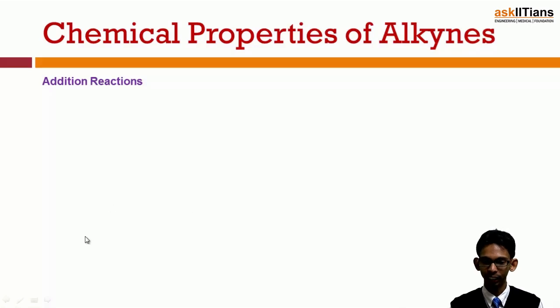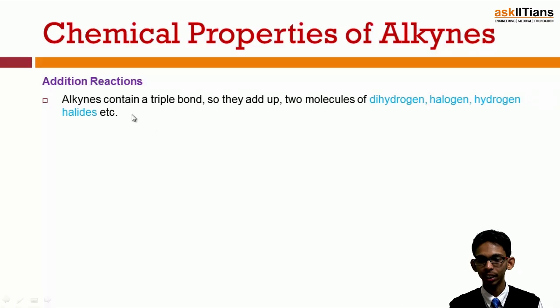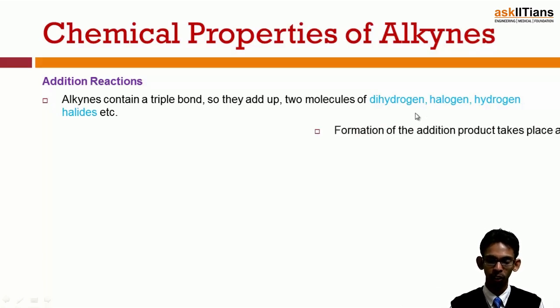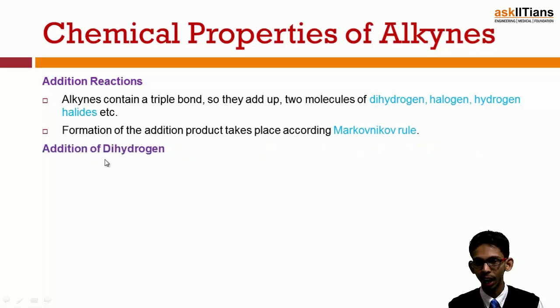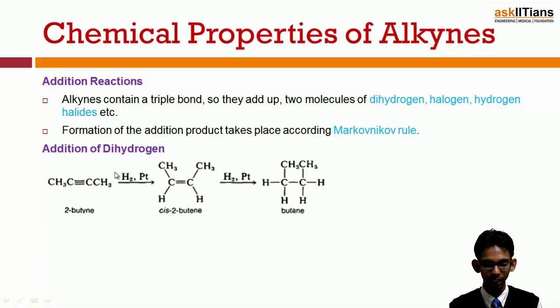Now addition reactions. Alkynes undergo addition reactions. Alkynes contain a triple bond, so they add up two molecules of dihydrogen, halogen, hydrogen halides, etc., showing addition reaction. The formation of the adduct, that means addition reactions of the alkynes, follows Markovnikov rule. Let's focus on addition of hydrogen on alkynes. This takes place according to Markovnikov rule.